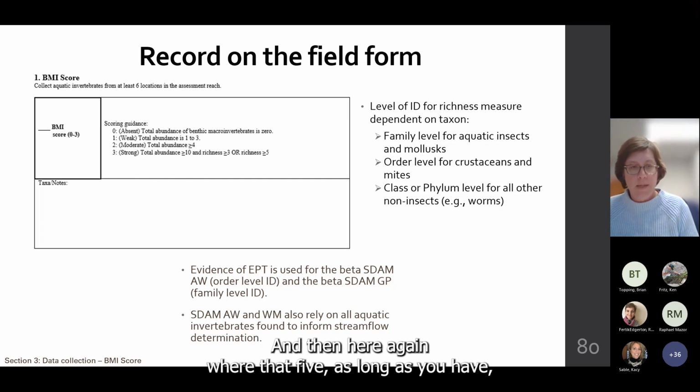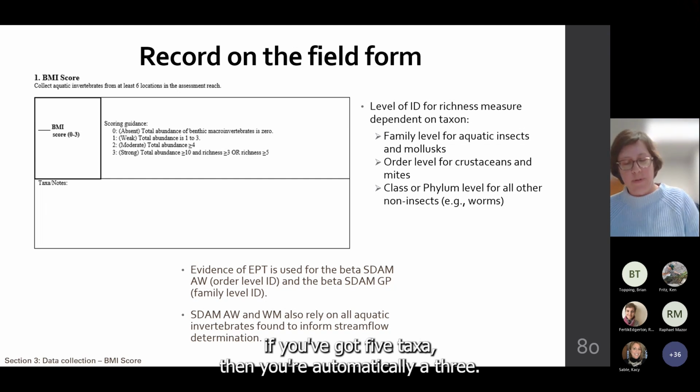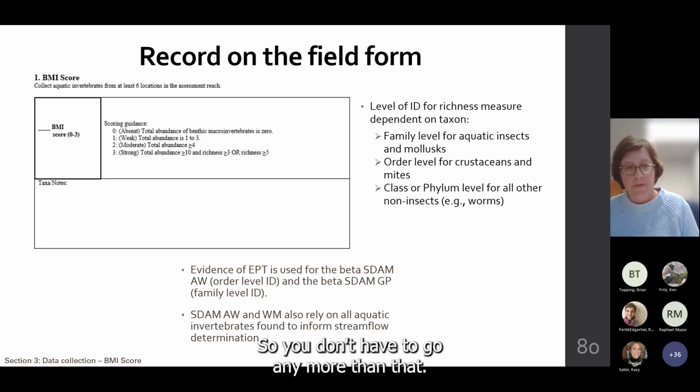So, and then here again, where that 5, as long as you've got 5 taxa, then you're automatically a 3. So you don't have to go any more than that.